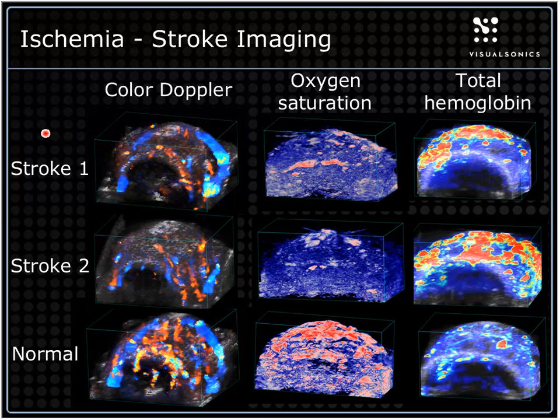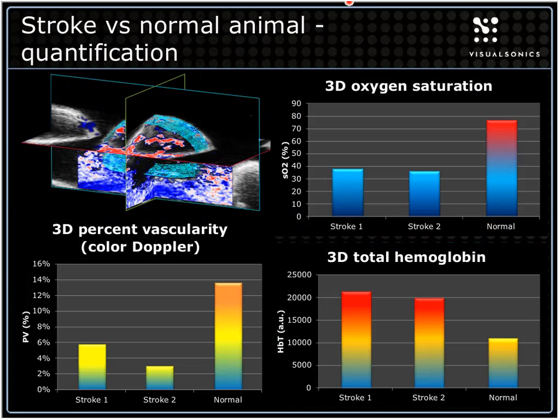So we can now measure obvious things like blood flow, oxygen saturation, and total hemoglobin, and again, quantify them. And this is what this is showing here. In stroke animal number one and stroke animal number two, the overall 3D oxygen saturation in that brain is way down compared to the normal. The percent vascularity, or the percent of flowing blood, is way down, obviously. But interestingly, the total hemoglobin is way up in those animals with the stroke. So this is very interesting data, preliminary but very interesting, and relevant to a lot of different models of ischemia and stroke.